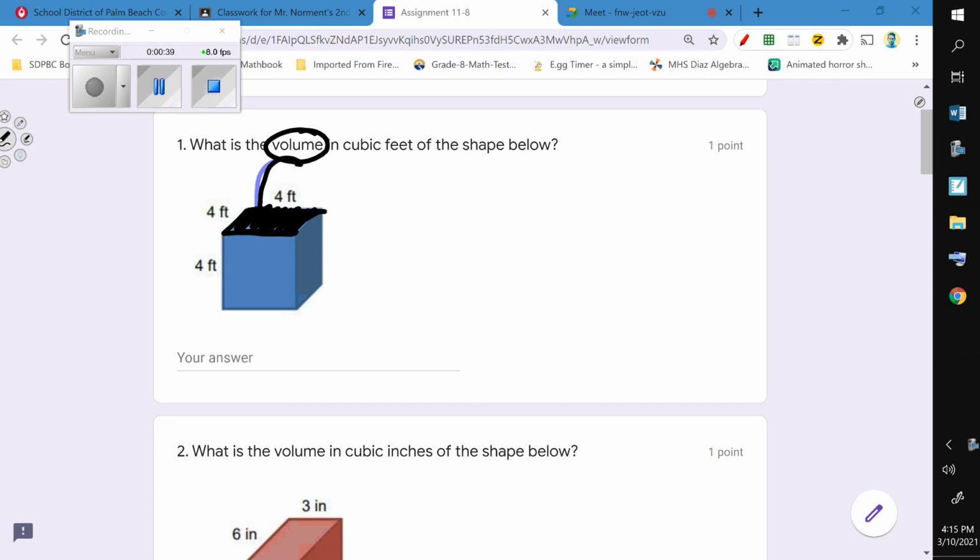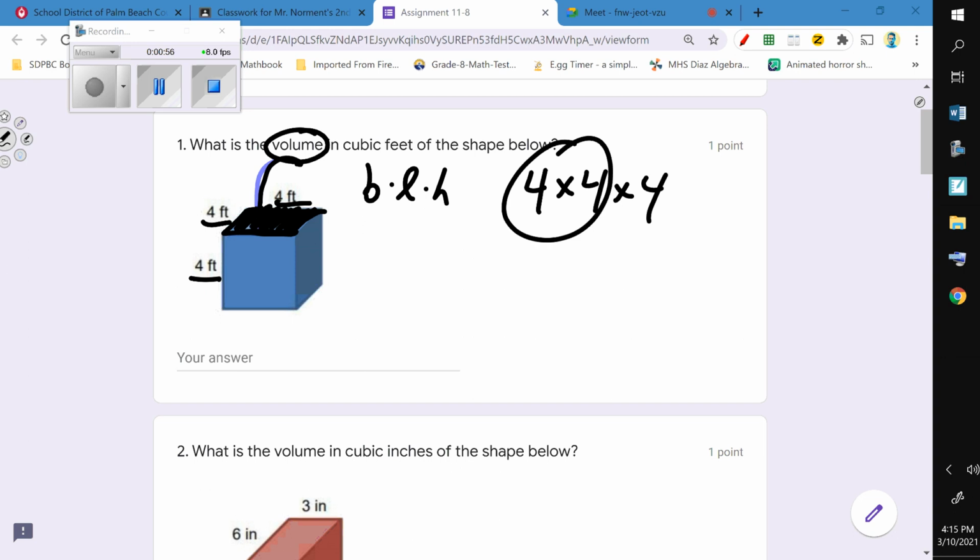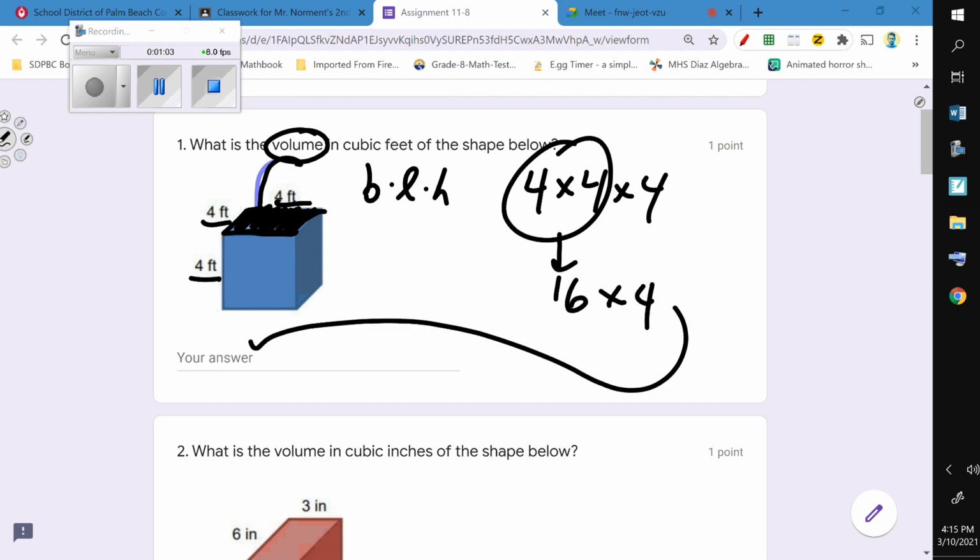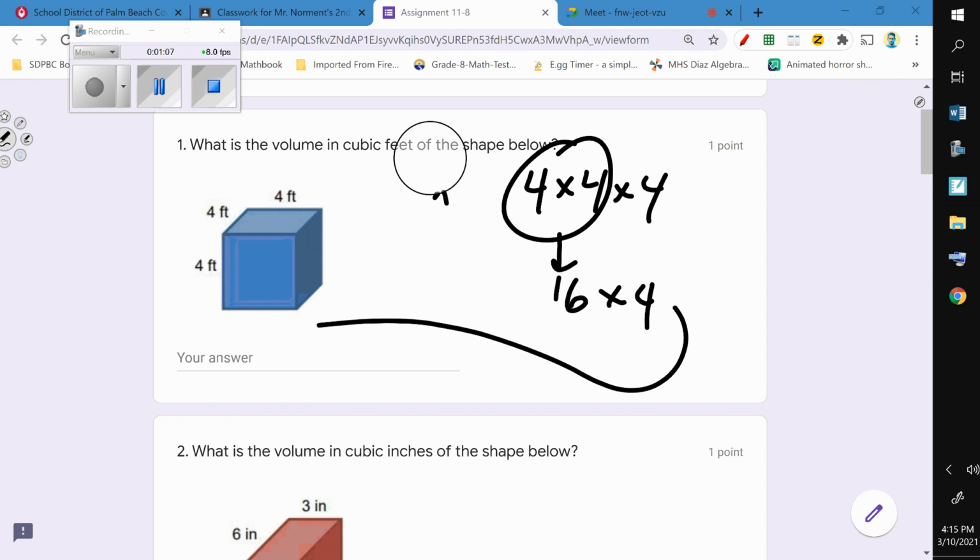And to find that, you take the height times the depth times the length or the width. Or you see it sometimes this way, base times length times height. It doesn't matter, just multiply the three numbers. So you're going to take 4 times 4 times 4, do these two first, get 16, and then on your own, I want you to do 16 times 4. Whatever answer you get, you're going to put it here. Don't worry about the feet, just put the number, and you're good to go, okay?